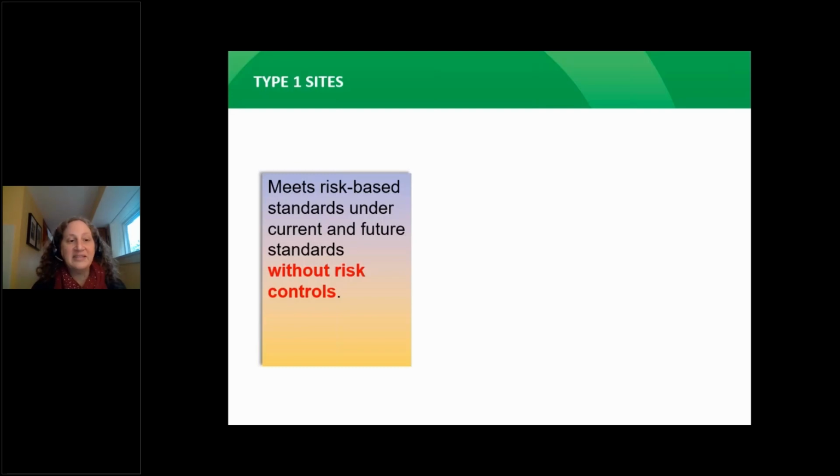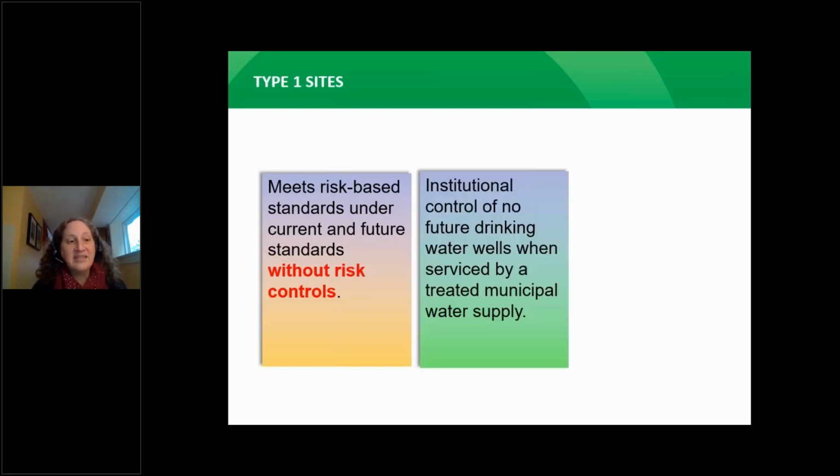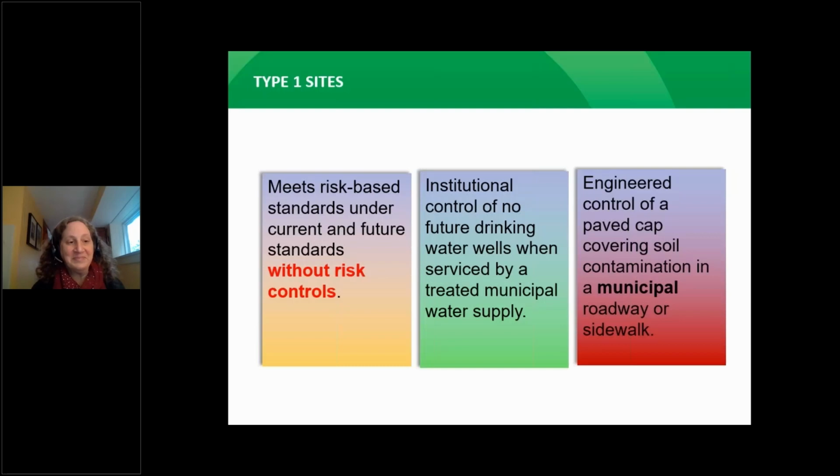Type 1 contaminated sites are defined by the following circumstances. The first is that the site meets risk-based standards under current and future standards without any risk controls. Next. Secondly, the site has an institutional control for limiting the presence of future drinking water wells where the site is serviced by a treated municipal water supply. Next. And finally, a type 1 site can have an engineered control or a paved cap covering soil contamination in a municipal roadway or sidewalk. Next slide, please.